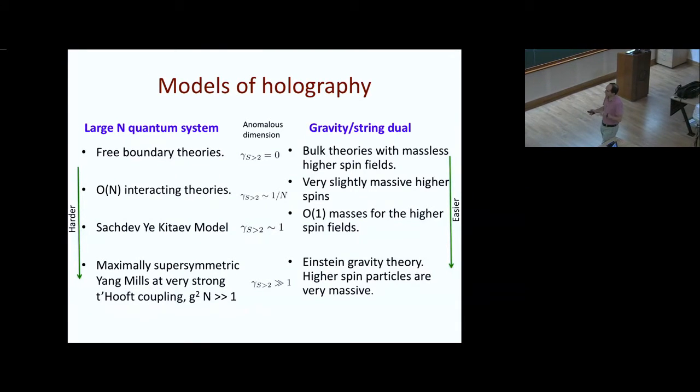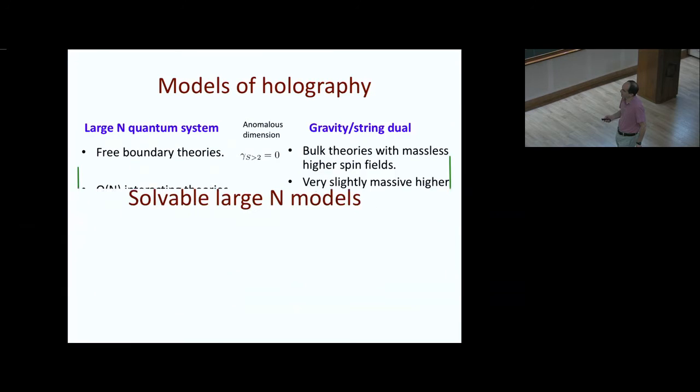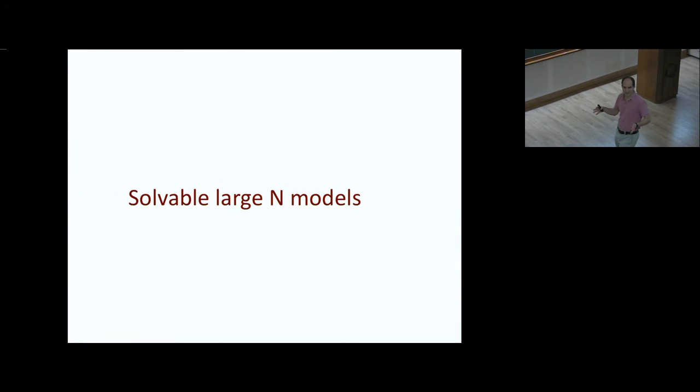In the free theories, the anomalous dimensions are 0. These are exactly conserved currents. In the O(N) theories, they go like 1/N. And here we're going to discuss an intermediate case, these SYK models, where these dimensions are of order 1. So we have order 1 masses for those fields in the bulk theory. That's more or less how they fit in the spectrum of solvable models. They're somewhat in between the two cases.